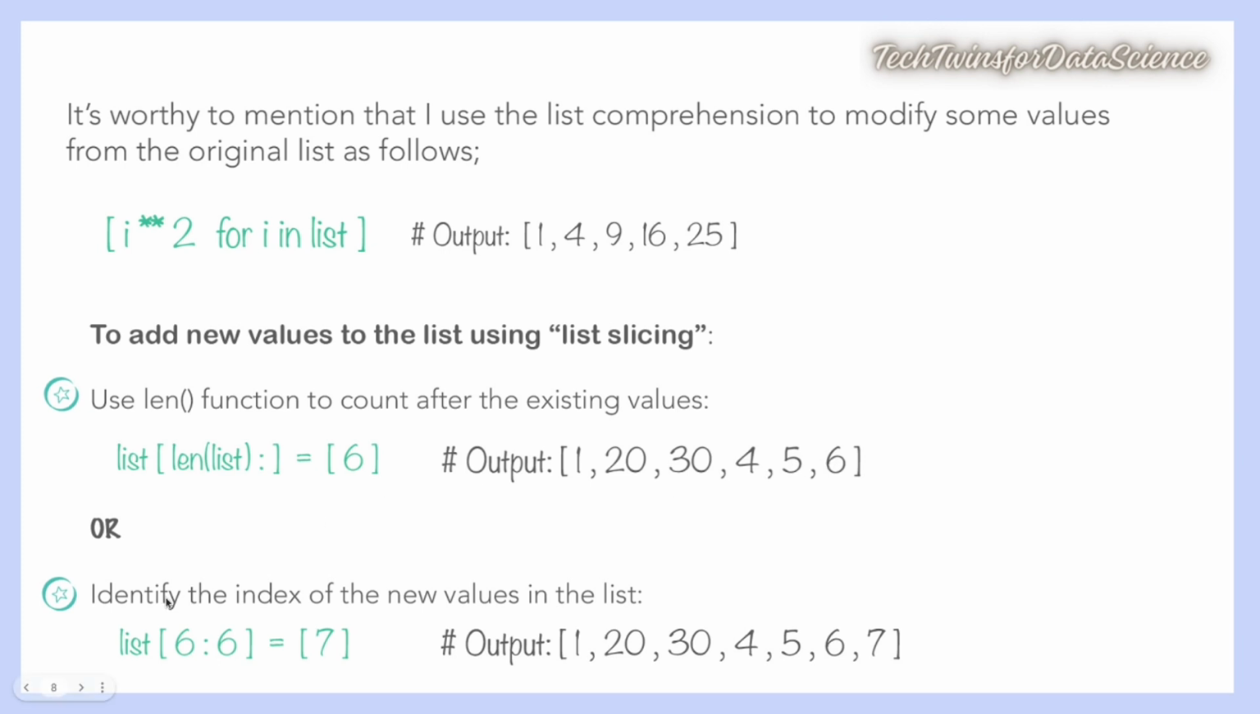I also can identify the index of a new value in the list. So if I have identified the list, the 6th position, and stop position or stop index to the value 7, the output will include the 7, the new value.